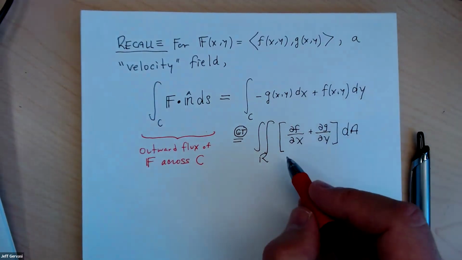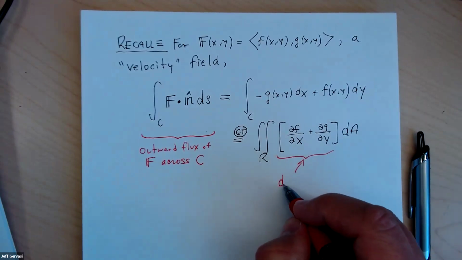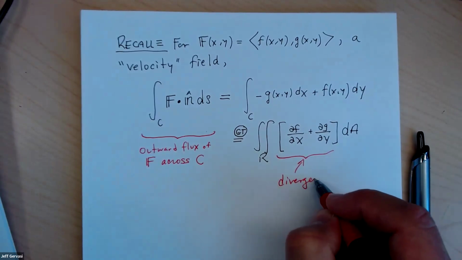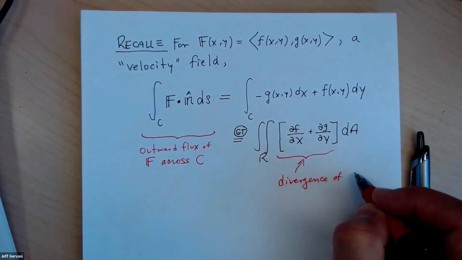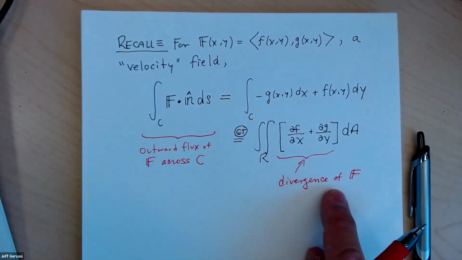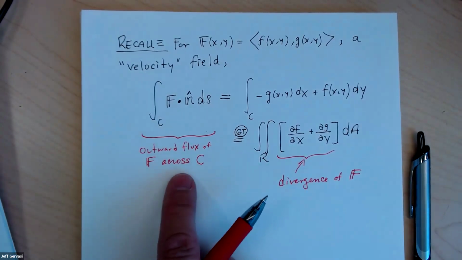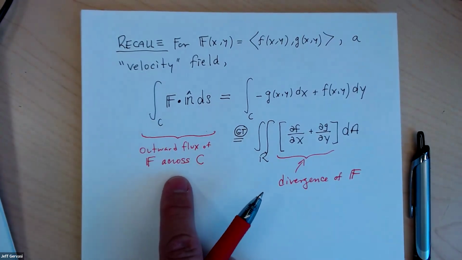And this expression in the square parentheses is sometimes referred to as the divergence of the vector field. Okay, the divergence of the vector field, sometimes the two-dimensional divergence. And when we think of the word divergence, we think of moving away from. So what's the divergence of the vector field, and what's that got to do with the outward flux of F across C?